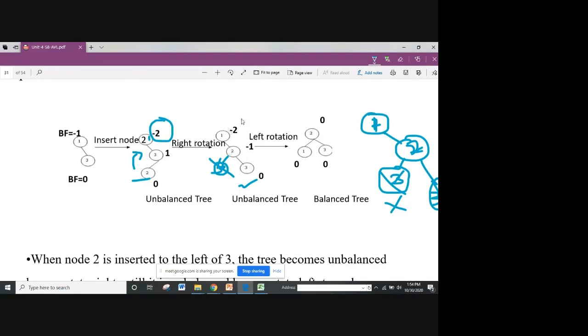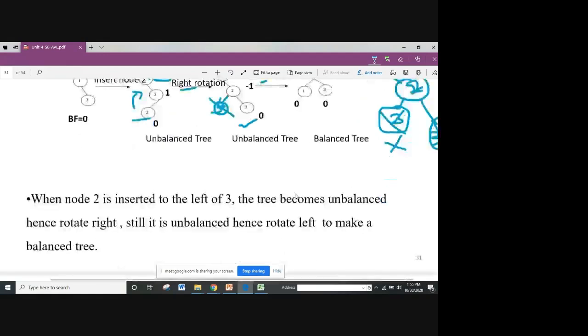But there is still an unbalanced factor. When I calculate again, there is an unbalanced factor. So what I will do, right side I have done, so I will do the left rotation. Now you have to rotate 2 and 1 only, because these both are rotated. So if I rotate 2 and 1, it will come in the left side. Okay, this is your RL.